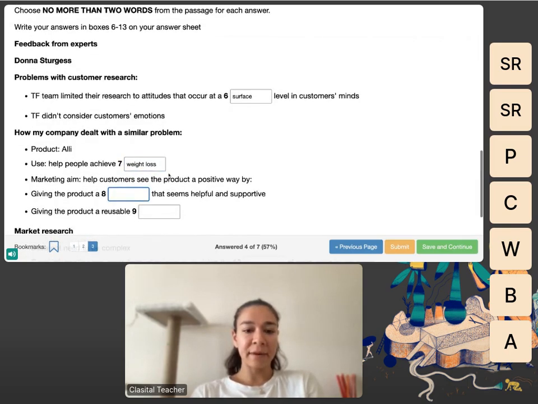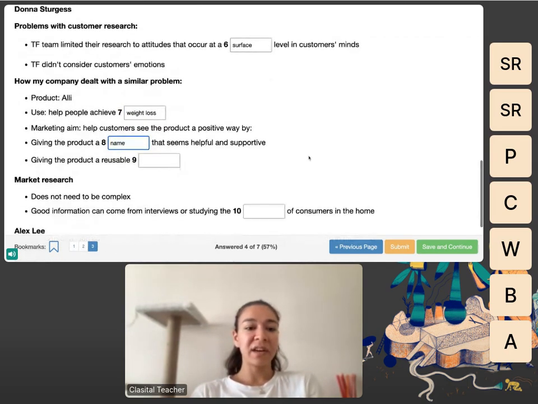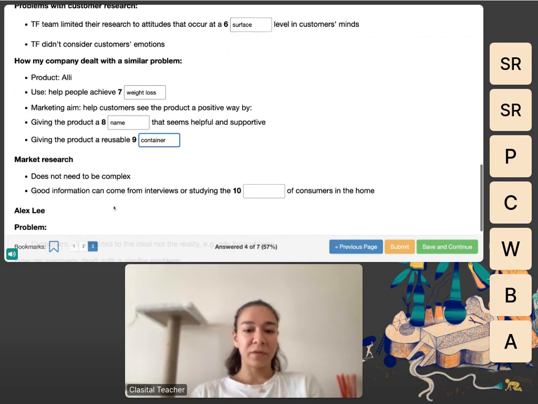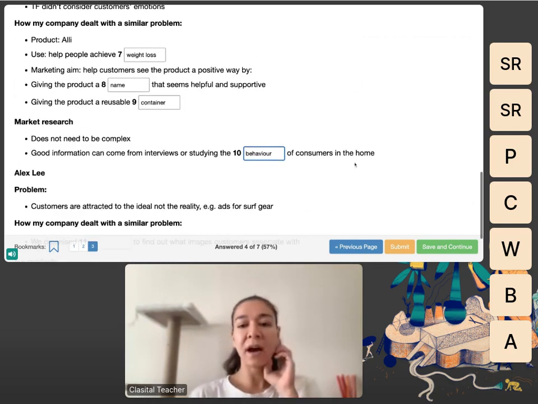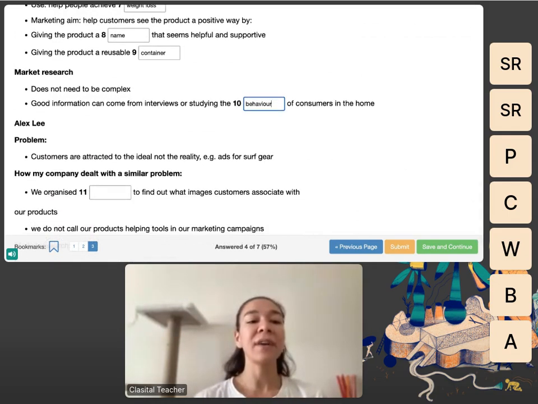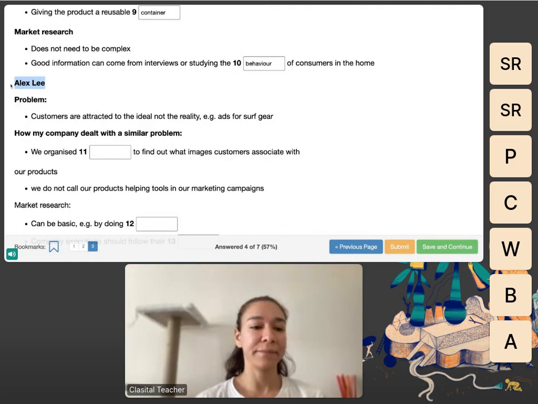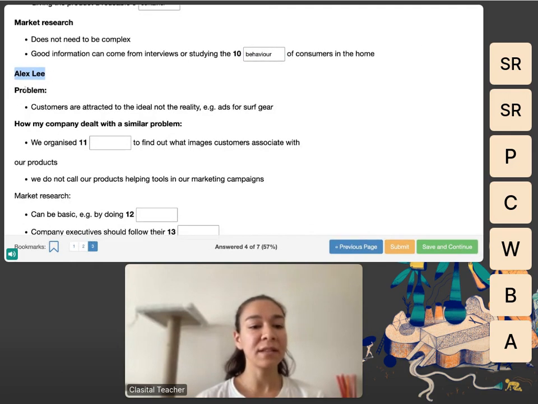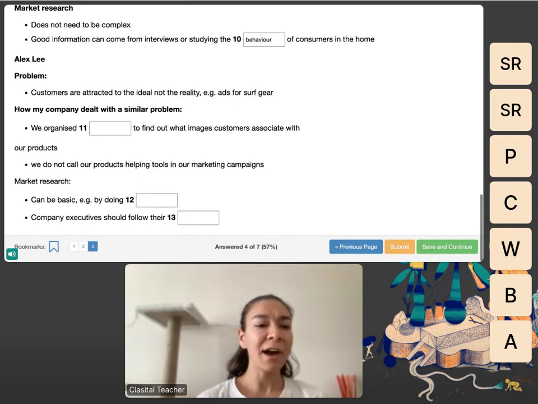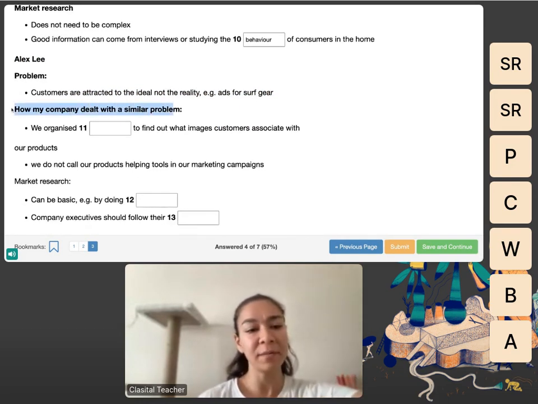Giving the product a name that seems helpful and supportive, giving the product a reusable container, good information from the behavior of consumers in the home. Now we have Alex Lee. Problem: customers are attracted to the ideal, not the reality. As for surf gear, how does my company deal with a similar problem?